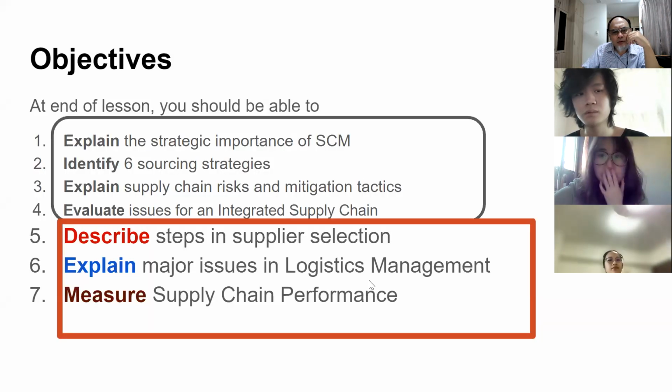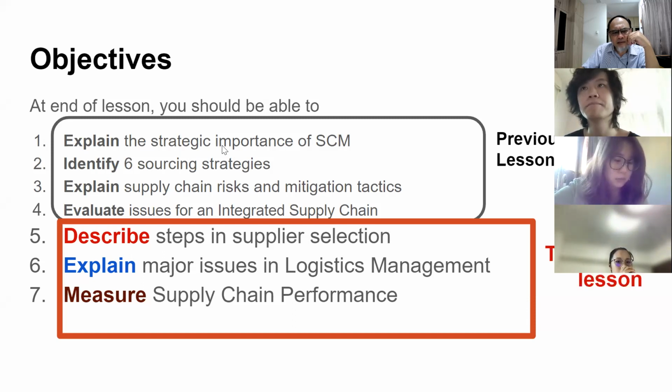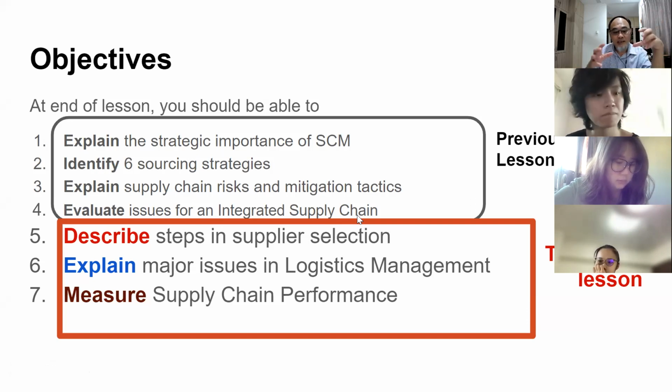Okay. So what we have done last week, I've already explained the strategic importance of supply chain management. We have tried to identify the sourcing strategies, including Keiretsu and so on, and also explained the risks and mitigation tactics, as well as what the issues are for integrated supply chain. So you need to integrate your supply chain. So that's what we have done last week. And this week, we are going to cover the rest of the important things in supply chain management.